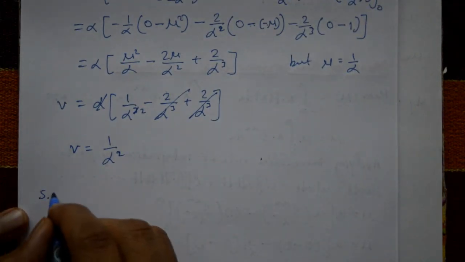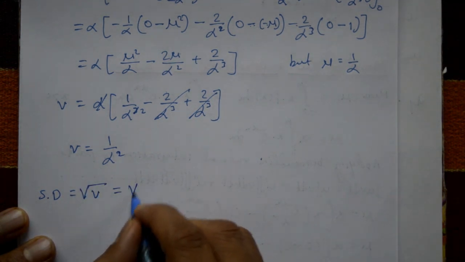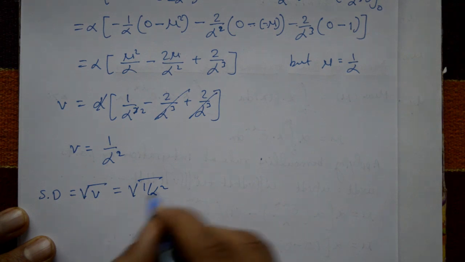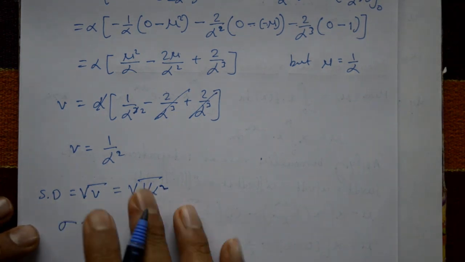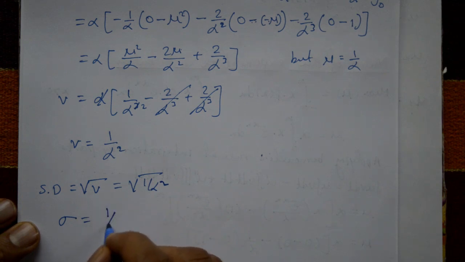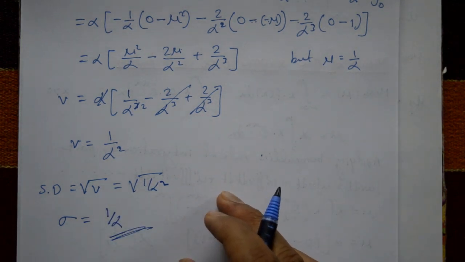Now it requires standard deviation. Standard deviation is the square root of variance. Square root of variance, 1 by alpha square, gives standard deviation sigma. Okay. Now sigma is equal to, again we get 1 by alpha. Now this is the required standard deviation of the exponential distribution.